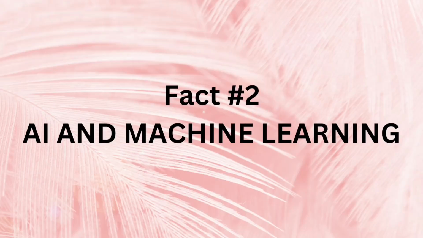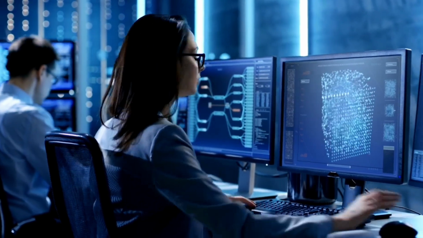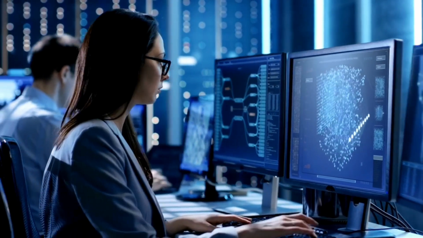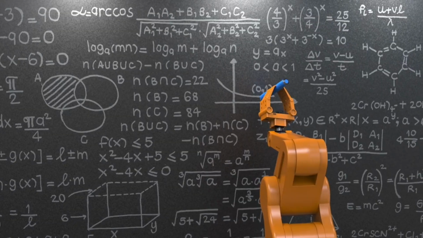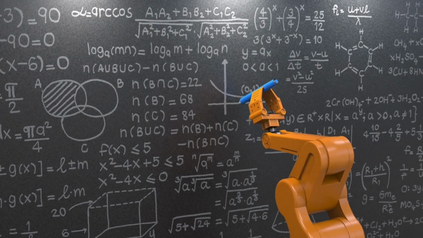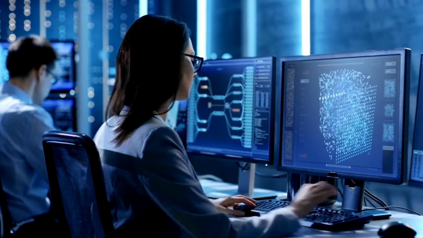Artificial intelligence and machine learning have gone beyond just automating tasks, they're now learning and improving on their own. AI can recognize patterns in massive datasets, predict trends, and even create art and music. But what's really exciting? Machine learning algorithms are now being used in healthcare to diagnose diseases more accurately than doctors in some cases.